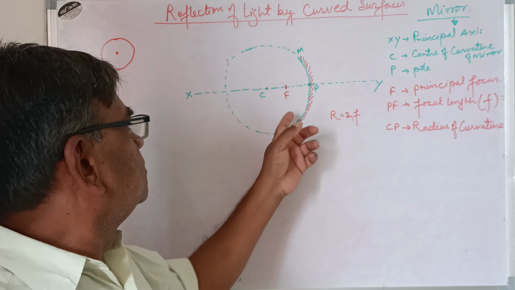what happens? Let this be plated; the inner surface is the reflecting surface. So what happens here, if this is C, the center of this hollow sphere, the center of this mirror, the same center is also the center of curvature C. So if we join all the lines passing through C, these are normals, and all the normals will point towards C. At this point this is normal, at this point this is normal, at this point this is normal.